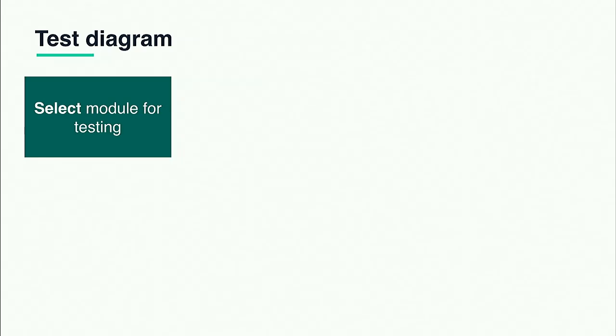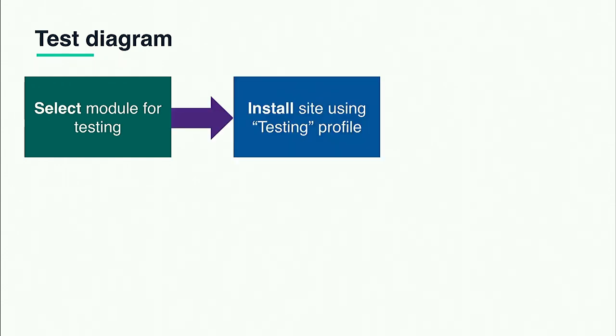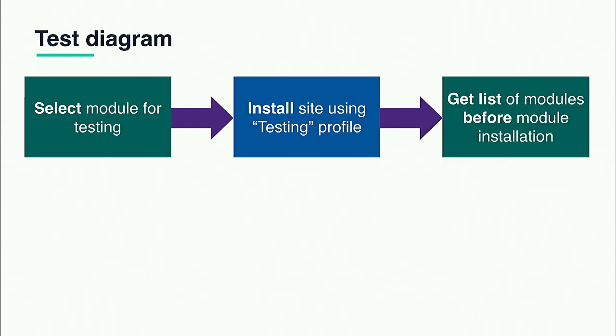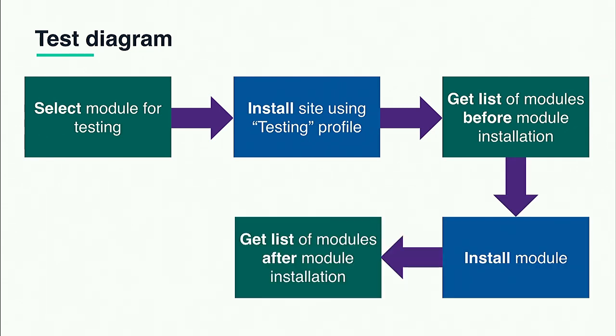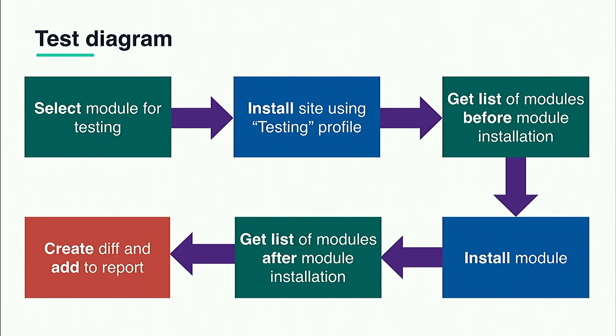So first step, we select a module from the list of modules that we actually want to test. Then we install Drupal using the testing profile. Then we get a list of modules before installation. Then install the module, get a list of modules after installation. Create a difference between before and after, and then go back and select another module.